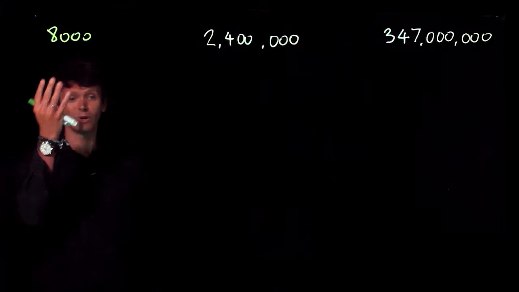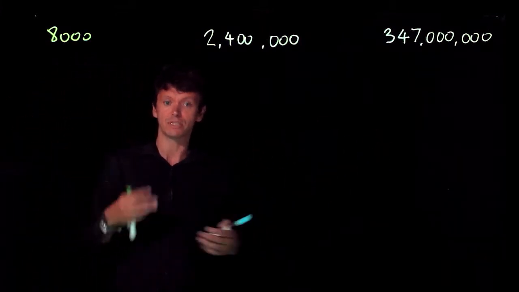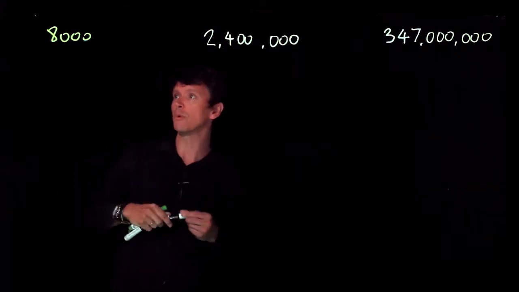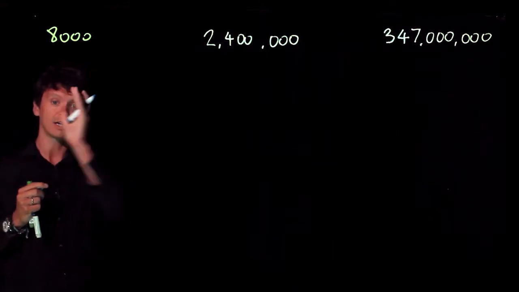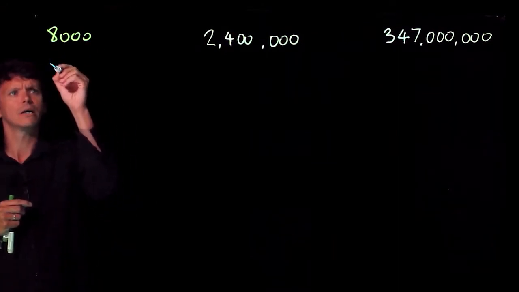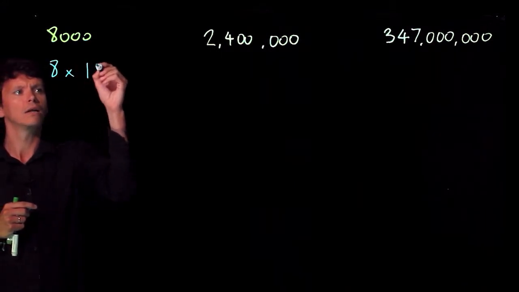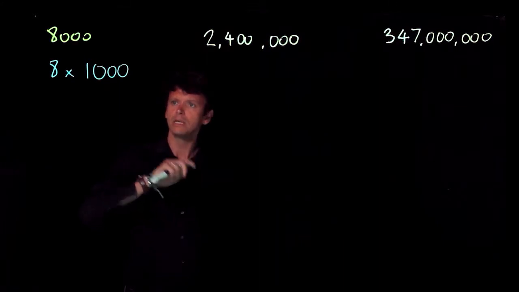So let's have a look at this first one. 8,000. What is 8,000? It's 8 lots of 1,000. It's 8 thousands, isn't it? So we could rewrite 8,000 by splitting it into two factors, two numbers that multiply together to make 8,000. 8 times by 1,000. 8 lots of 1,000.